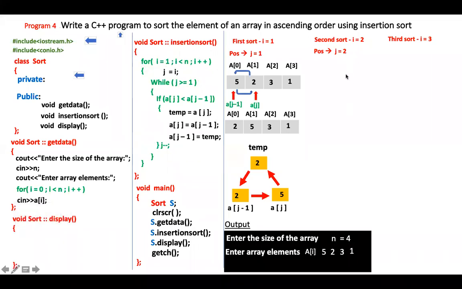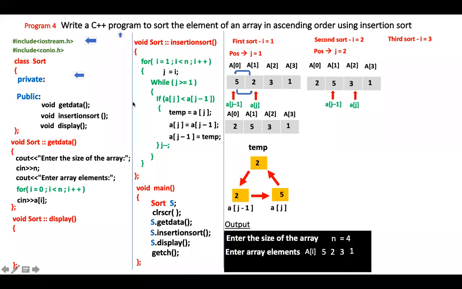Now in the array, I will display. See, this is our array. Now the position given is j is equal to 2 because the i value is 2. Now where will the cursor point? The cursor will point to our array's second memory location. The second memory location is a of 2. So this will become our a of j, and the next one will become our a of j minus 1.